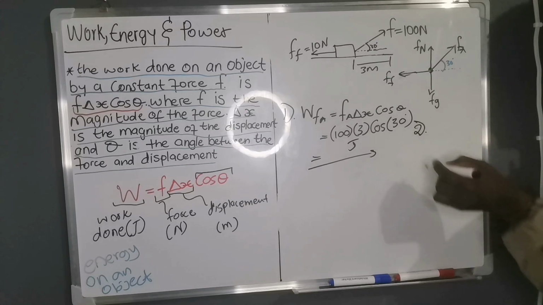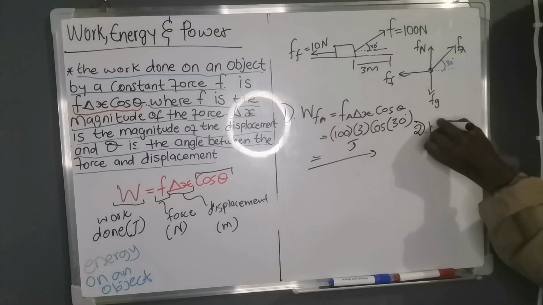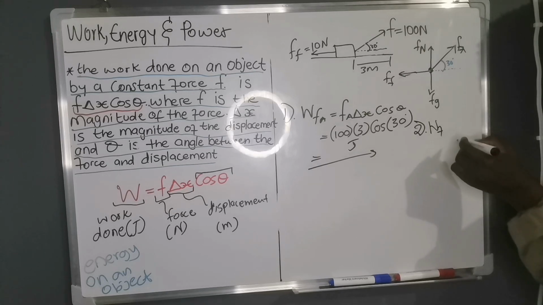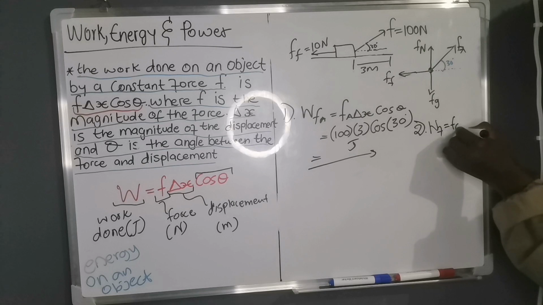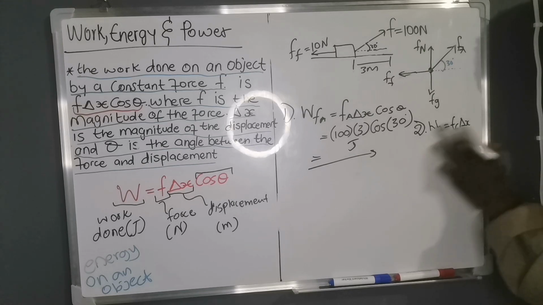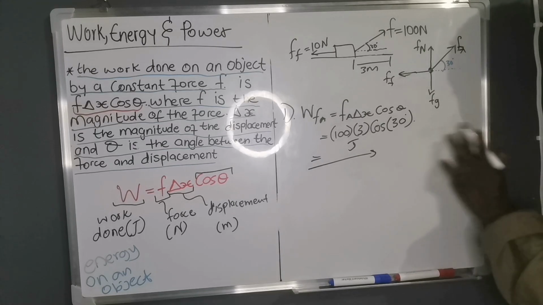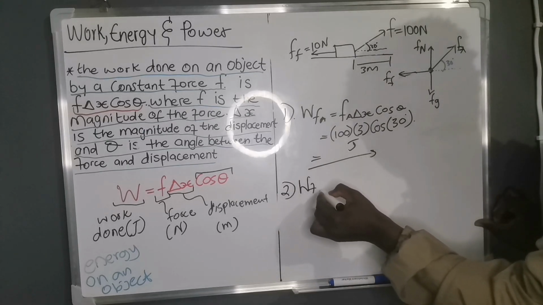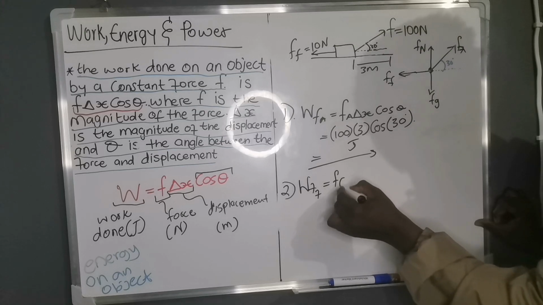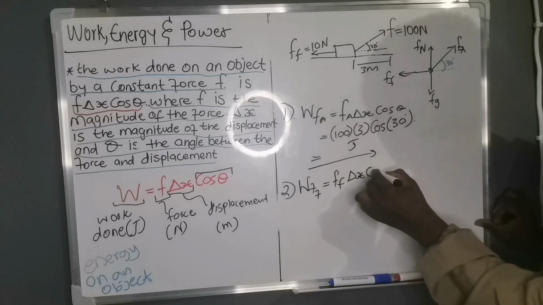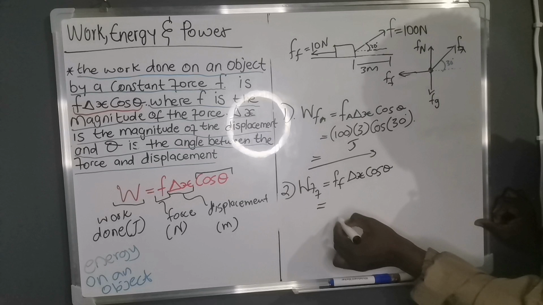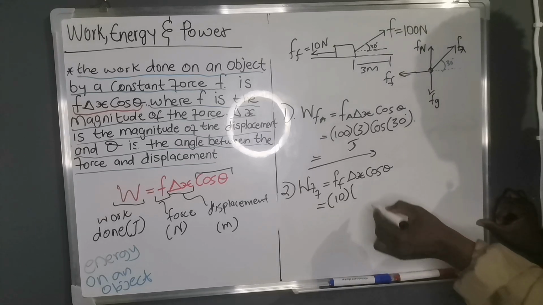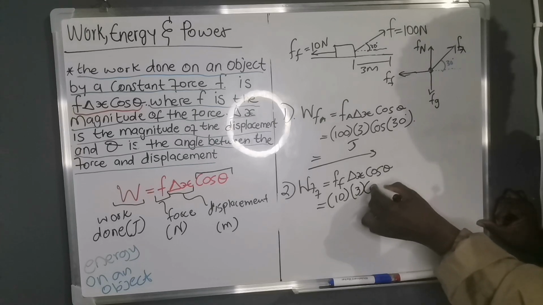Let's find the work done by the frictional force. Let me just write W_F. Frictional force times change in x times cos theta. What's the value of frictional force? 10 newtons. What's the value of change in x, or my displacement? 3 meters. What's the value of theta?